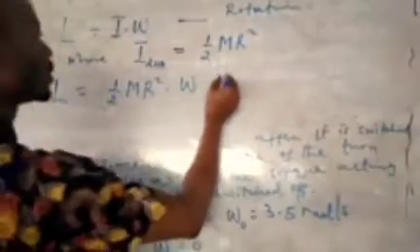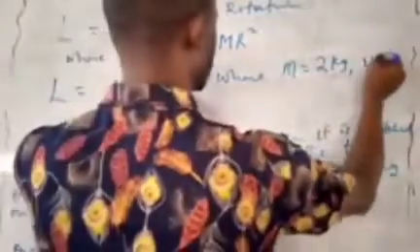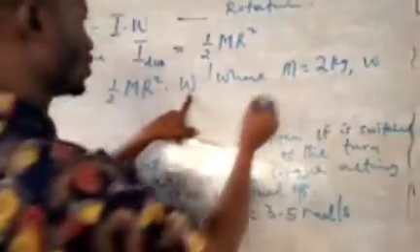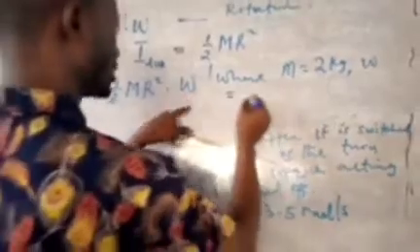Half m r squared times w, where, remember, we are given the mass of the turntable. The mass was 2 kg. And what again do I need? The angular velocity, w, which was given as 3.5 radians per second.